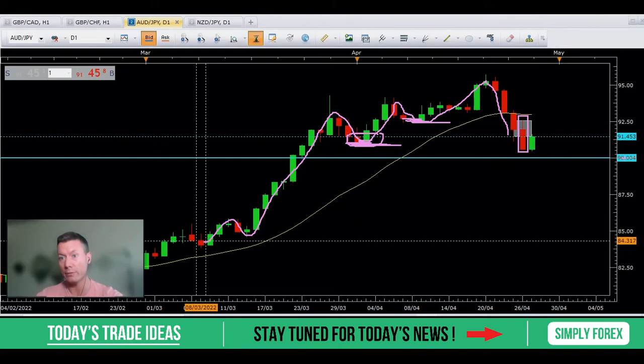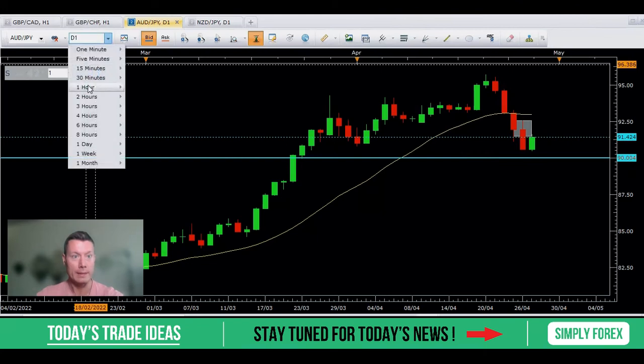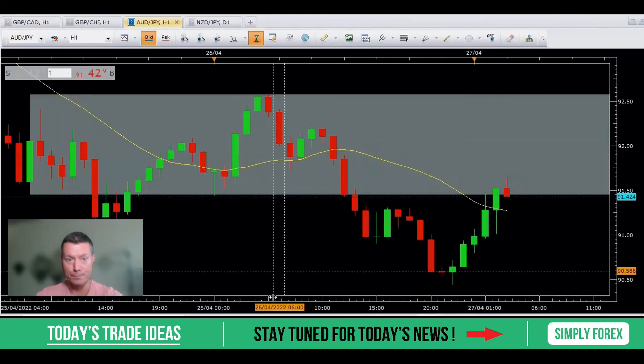Psychological level 90. So that's our target. We're shorting this market down to this blue line. Let's look at H1 for execution.